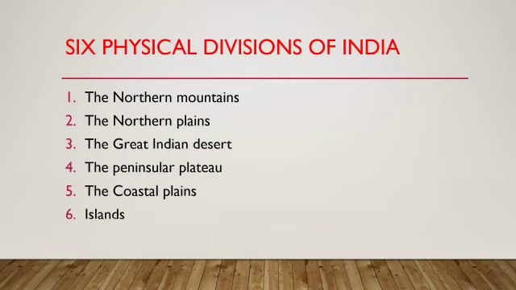Six physical divisions of India. Let us learn about the six physical divisions of India. The first one, the northern mountains. The second, the northern plains. Third, the Great Indian Desert. Fourth, the Peninsular Plateau. Fifth, the Coastal Plains. Sixth, islands.